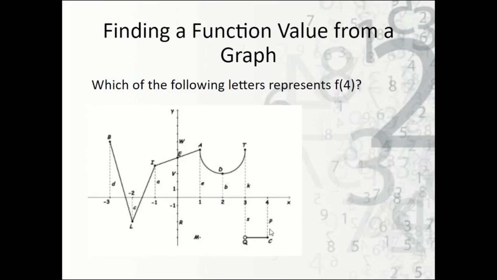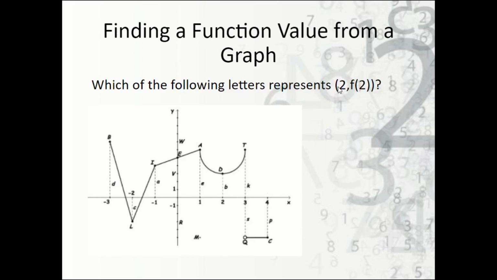So notice I have f of 4 is represented by this dotted line, p here. So it's right there. And we would say then that p represents f of 4. Now, if it asks for the actual solution, then that would be c. So p is our answer in this one.